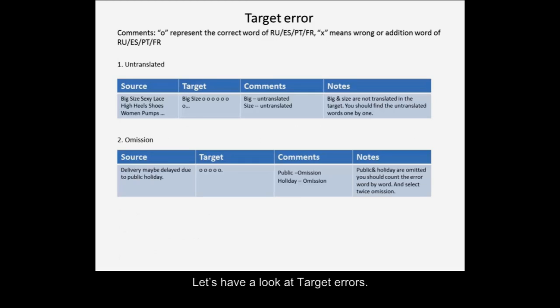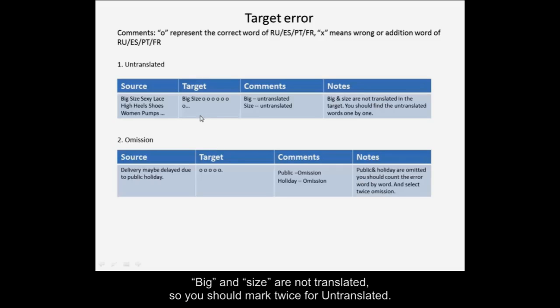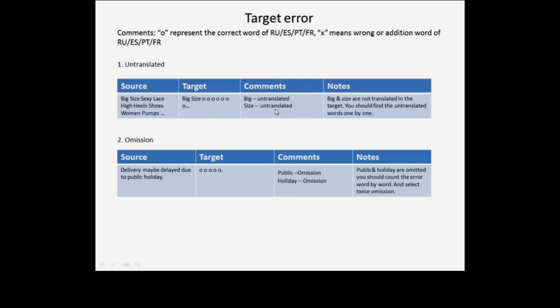Let's have a look at target error. Considering different languages, we used O for correct word and X for wrong word in the examples to help you better understand. Here is untranslated and omission. Both of them should be counted by number of words. Let's see the example of untranslated. Big and size are not translated, so you should mark twice for untranslated.